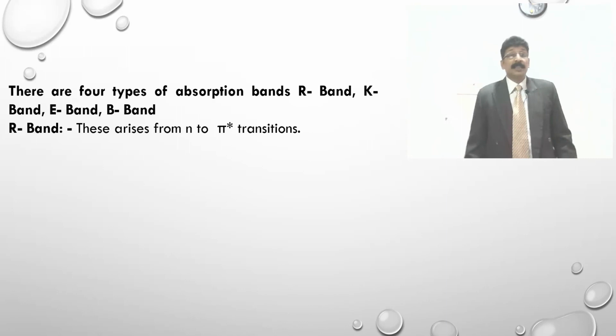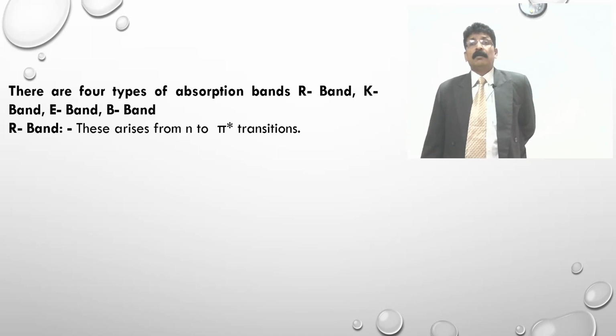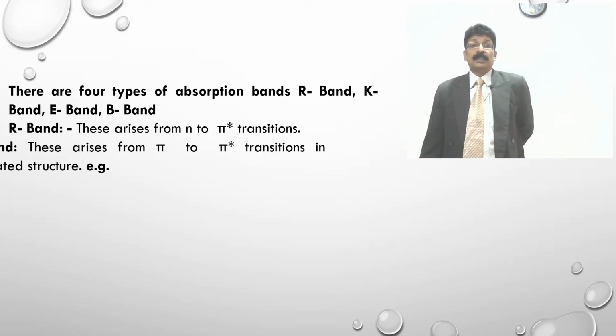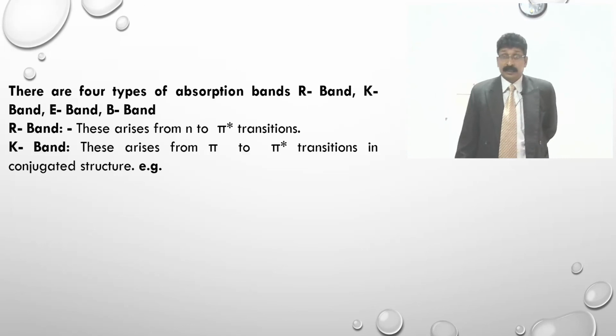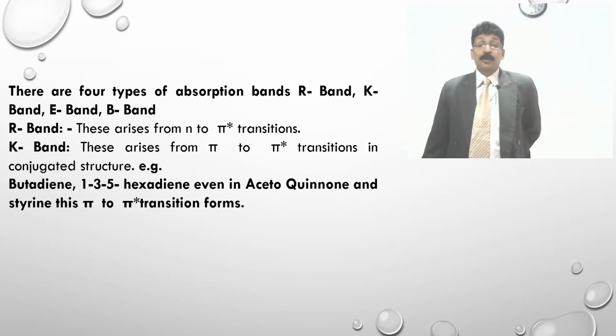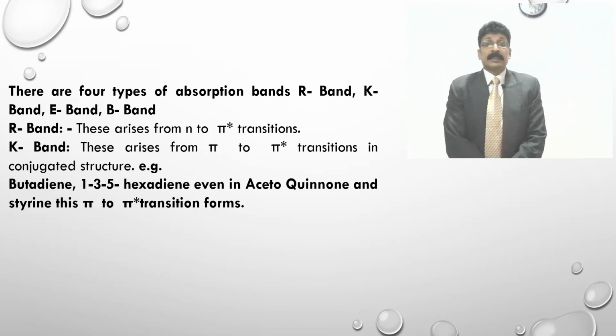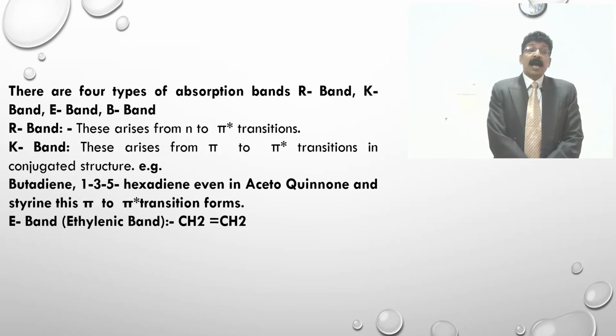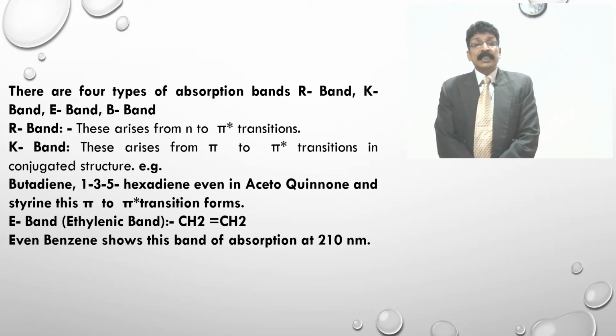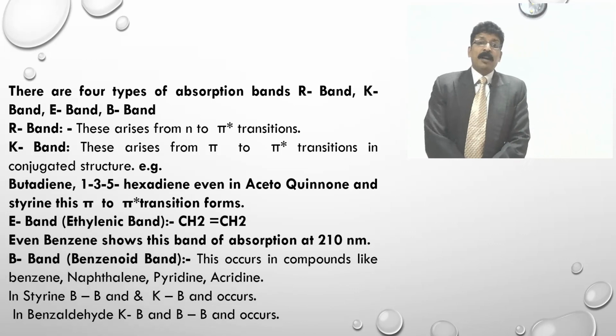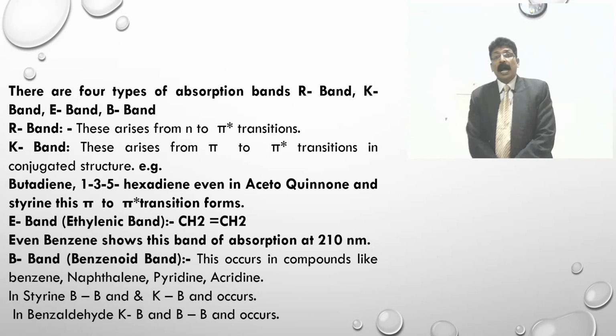R band arises from n to pi star transition, that means a lone pair of electrons towards double bonds. And K band arises from pi to pi star transition in a conjugated system: double bond, single bond, double bond, single bond, a conjugated double bond system. Butadiene is an example, 1,3,5-hexatriene, even acetophenones can be taken for this consideration, styrene can be taken, these pi and pi star forms. And E band, ethylene band, that means CH2 double bond CH2, even benzene shows these bands in absorption at 210 nanometer. And that is B band, benzenoid band, this occurs in compounds like benzene, naphthalene, pyridine, acridine, all these organic compounds which we can come across.